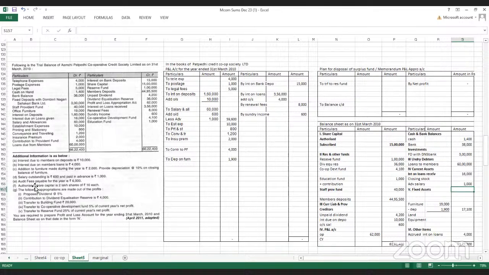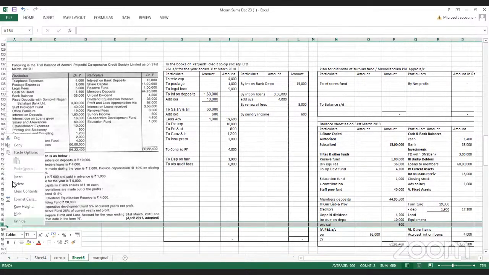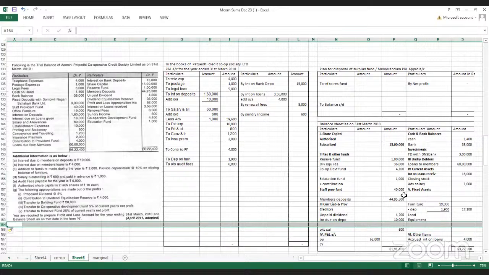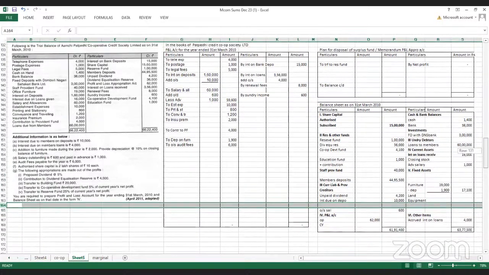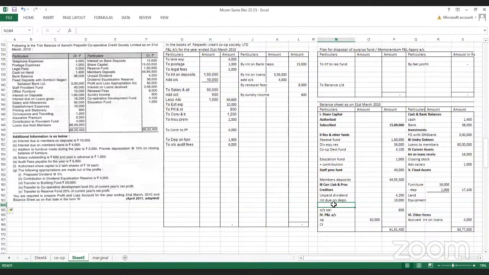Okay. Next, audit fees payable for the year, 6,000. So audit fees is not there. We will write a separate item, outstanding audit fees. Okay, how much? 6,000. And this is also a liability for you since it is outstanding. You will need to add here. You will add one more line. Outstanding audit fees. Okay, 6,000.